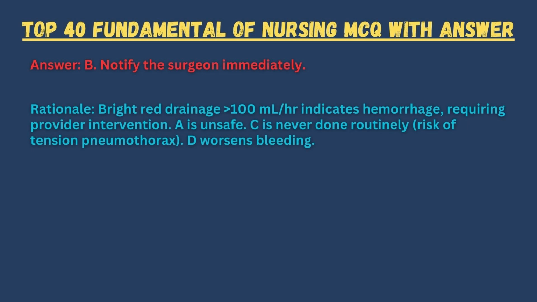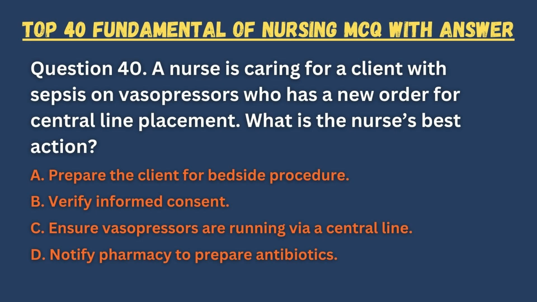Answer B. Notify the surgeon immediately. Rationale. Bright red drainage greater than 100 milliliters per hour indicates hemorrhage, requiring provider intervention. A is unsafe. C is never done routinely, risk of tension pneumothorax. D worsens bleeding.